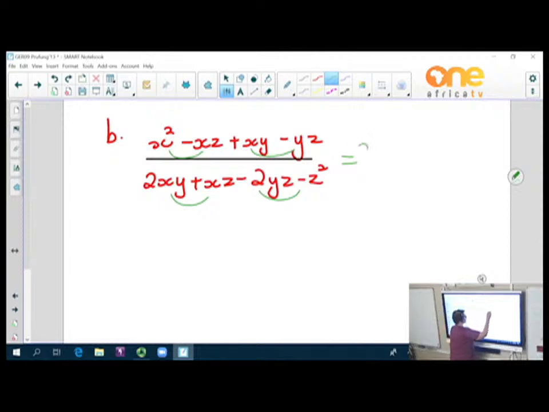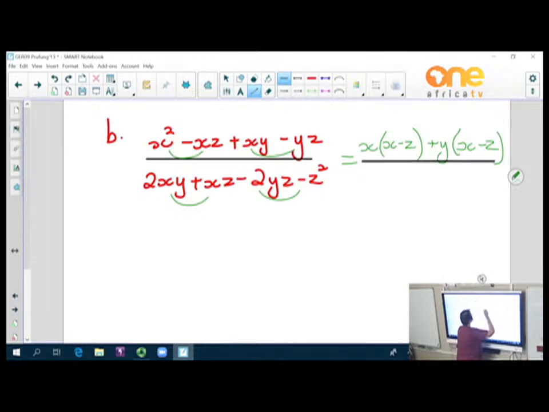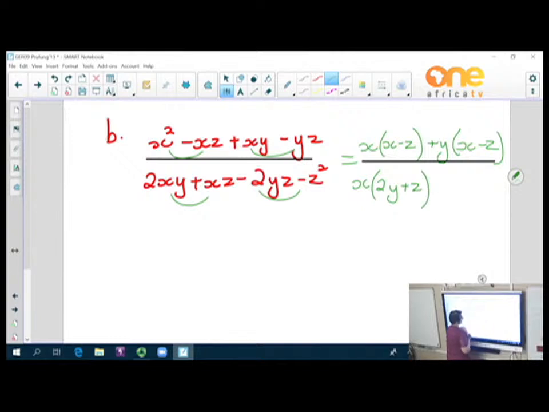So what is common here is X, and then it is X minus Z. Here, it will be plus Y, and then there remains X minus Z, grouping. Right, if we look at this one, I can take out the common one of X, then I have 2Y plus Z, and then here I can take out minus Z. Now check for the signs, and then you have 2Y plus Z.